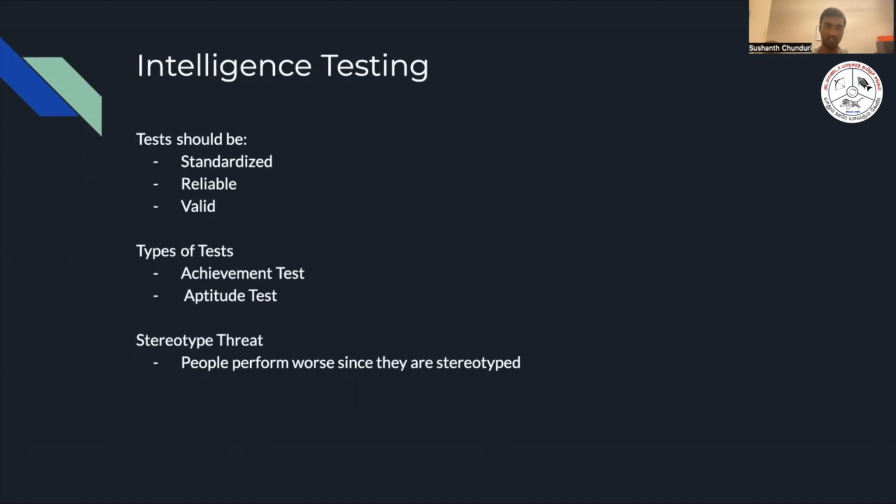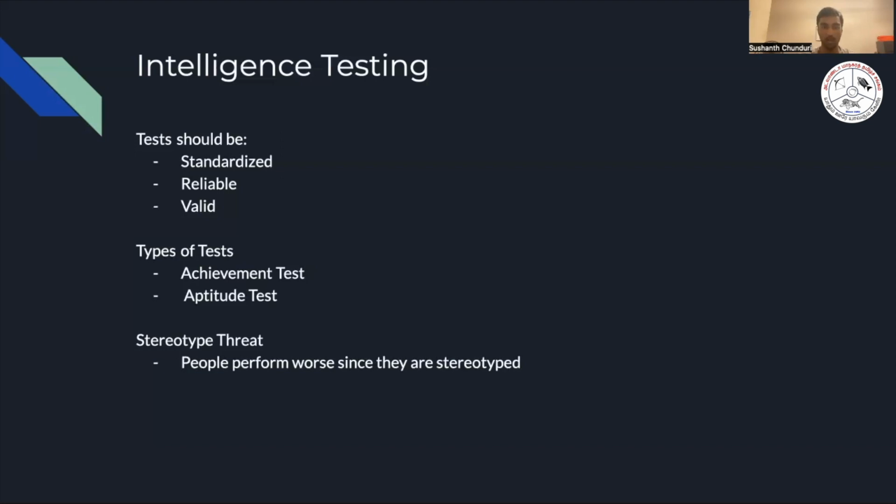Types of tests. There are achievement tests, which test you on what you've already learned, and aptitude tests, which aim to measure what skills you have. So the SAT is an aptitude test. It tests what skills you have, how much math, how much English you know.